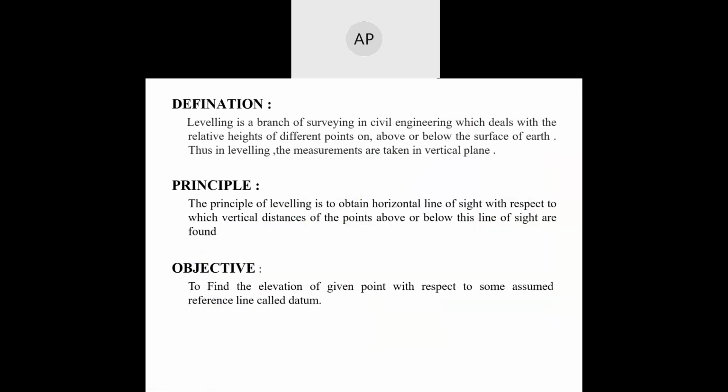Next, what is the definition? It is a branch of civil engineering which deals with the relative height of different points above or below the surface of the earth. Thus, in leveling, measurements are taken in the vertical plane. So basically, leveling is done to take the vertical distances from the ground, isn't it? Vertical measurements are taken.